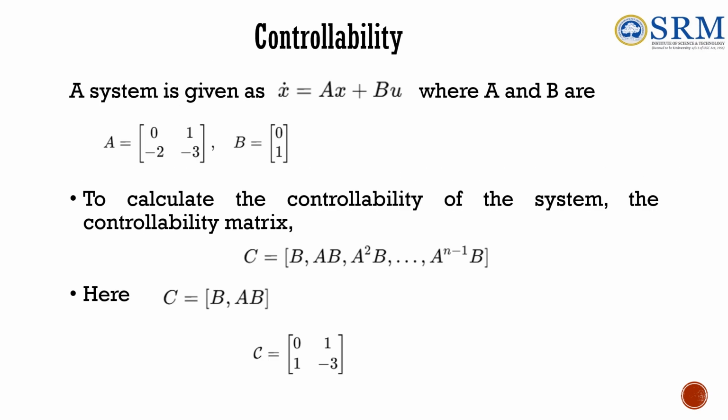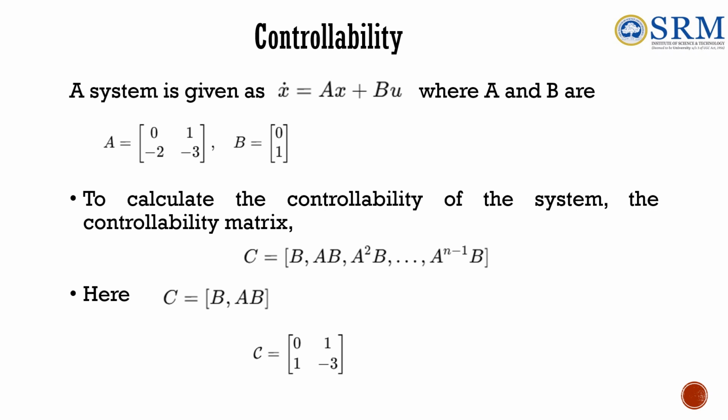Let's see a problem on controllability. A system is given as x dot equals Ax plus Bu, where A is the matrix 0, 1, minus 2, minus 3, and B is a matrix with 0 and 1. So we can calculate the controllability matrix based on these A and B matrices, and determine whether the system is controllable.